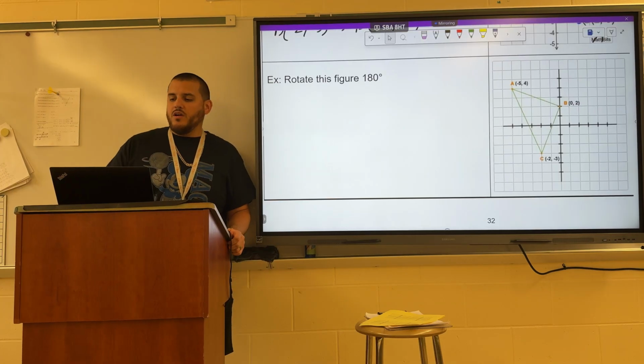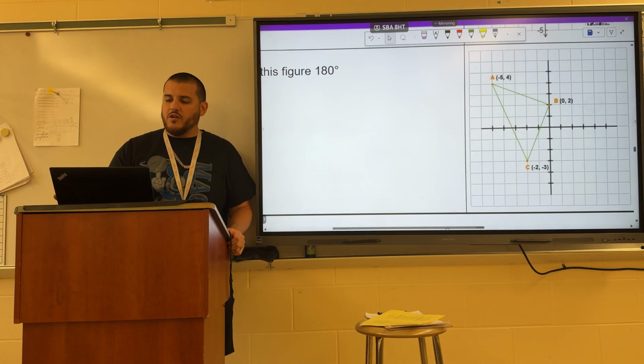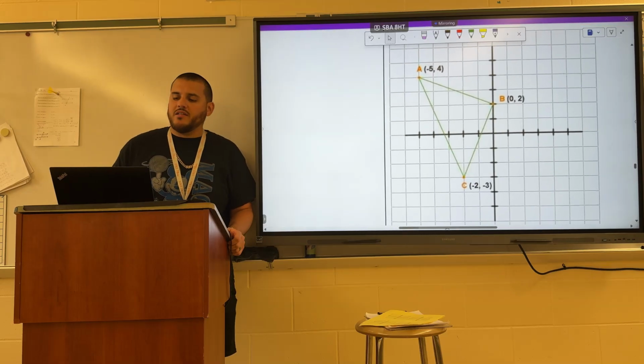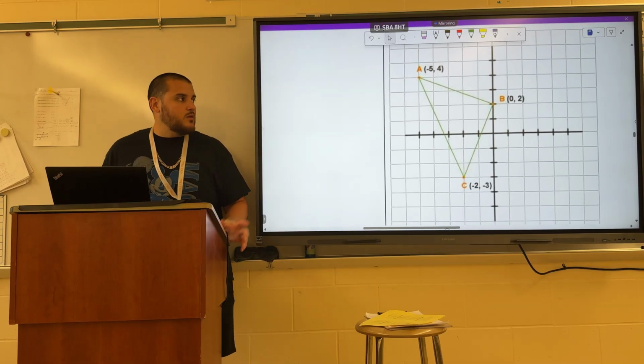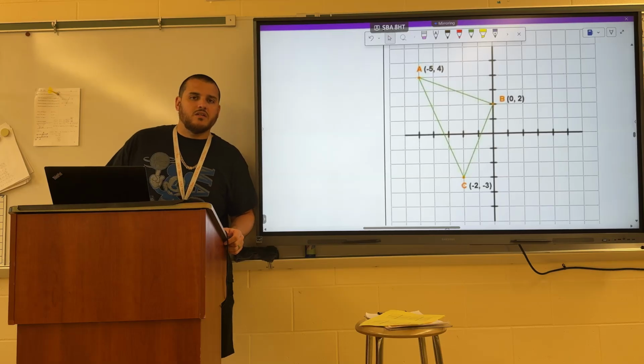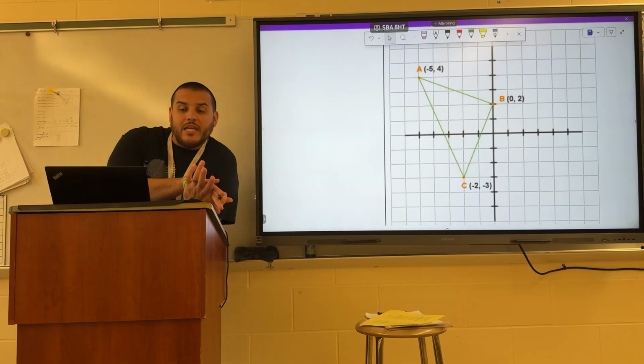Another example here of a 180 degree rotation. Let's see if you can do this one on your own. Go ahead and pause the video and see if you can rotate these points 180 degrees on this graph. Okay, let's see how you did.